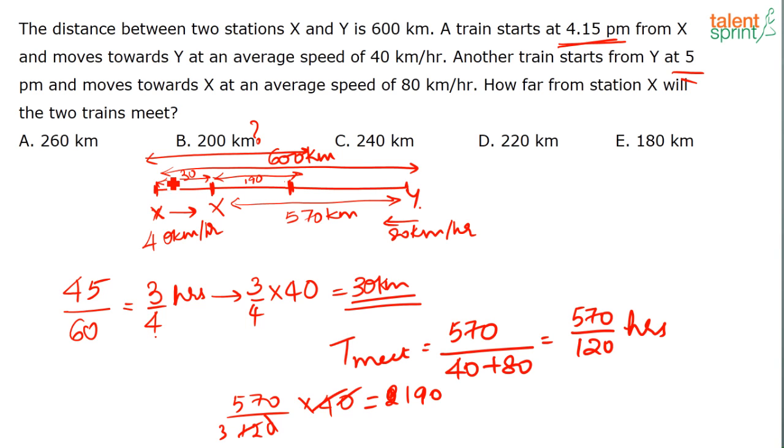190 plus 30. This 30 kilometers is nothing but the distance travelled by train X from 4:15 to 5 p.m. So the total distance is nothing but 190 plus 30, which is equal to 220. That is the distance from point X till when both the trains meet. So the answer for this question is option D. Is it clear? Kalyan Kumar, you got the answer? Excellent.